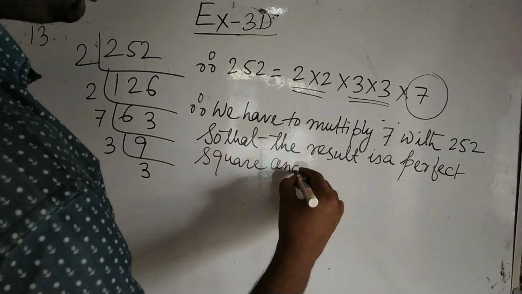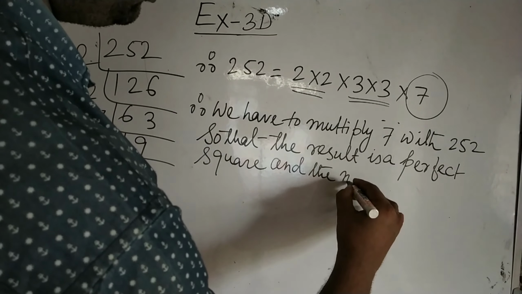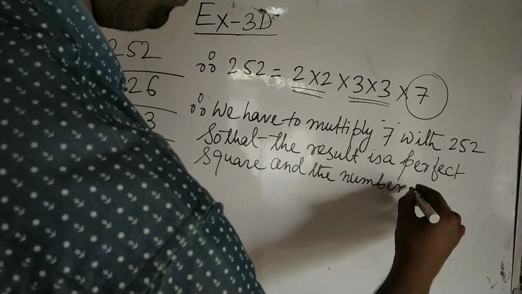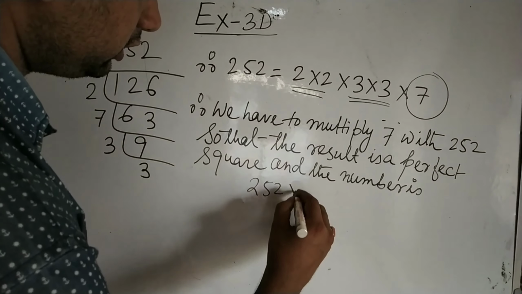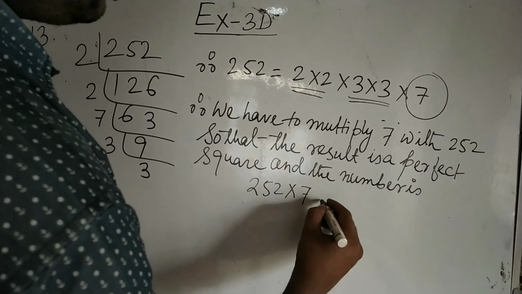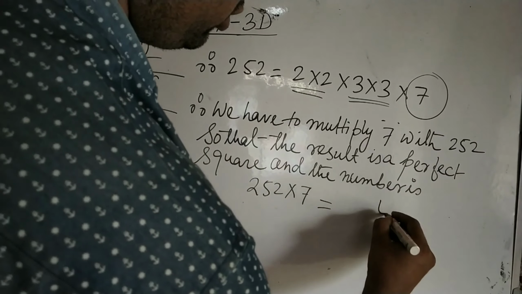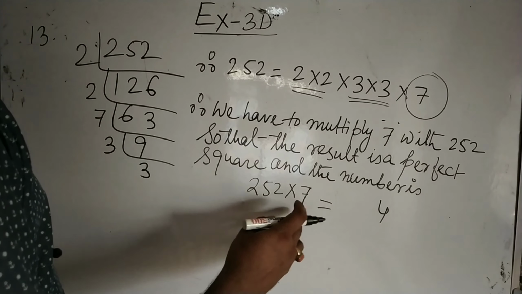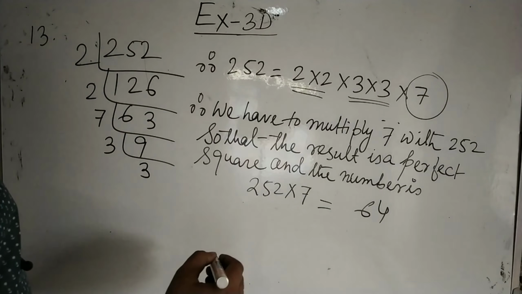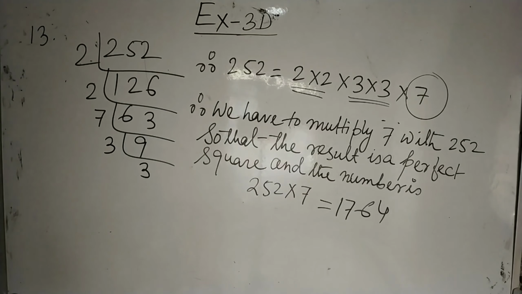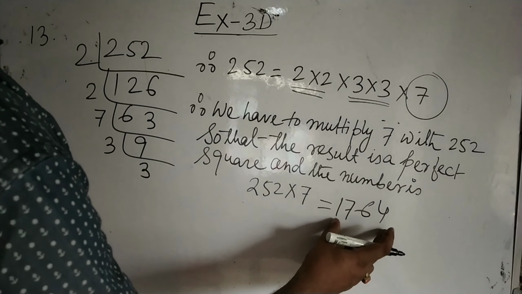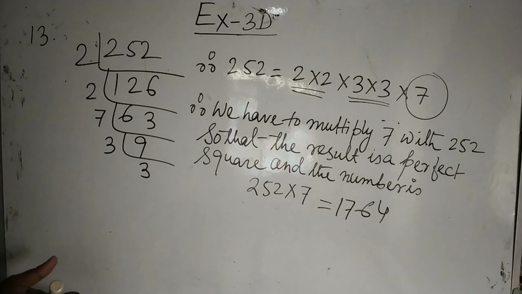And the number is 252 into 7. Multiply 7 by 2, 14, 4 and 1 in hand; 5 7s are 35, 36, 3 in hand; 7 twos are 14, 17, 64. Now for the last part, also find the square root of the number so obtained. Now look, the number is 1764.